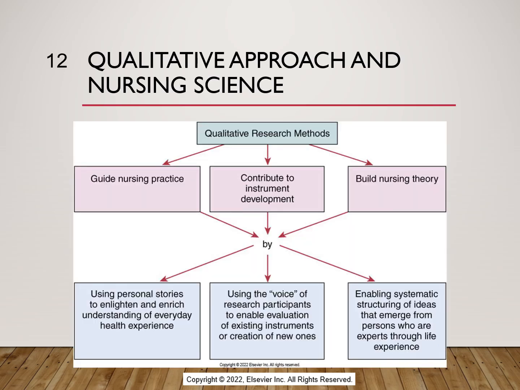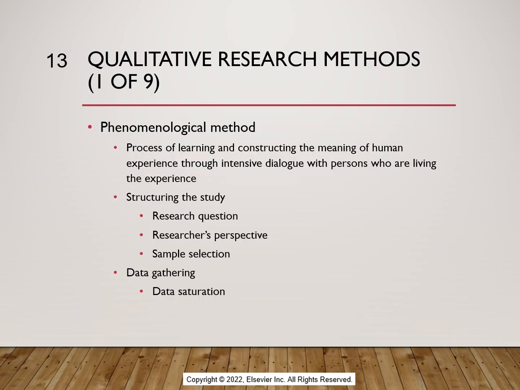Moving on to chapter 6. This is just a nice graphic from your textbook, and how qualitative research methods are used and by whom. So there are several different types of qualitative research methods. The first one, and probably the one that you'll find most often in your literature search, is the phenomenological method. It's the process of learning and constructing the meaning of human experience. And this is usually done through extensive, intensive interviews with people who have lived through the experience or that are currently living through the experience.